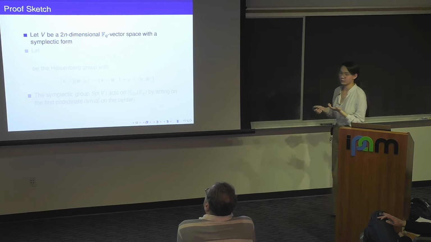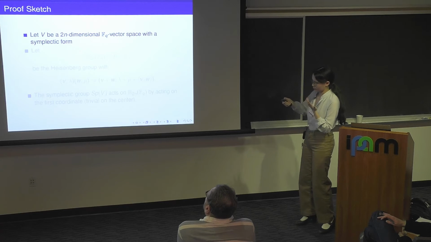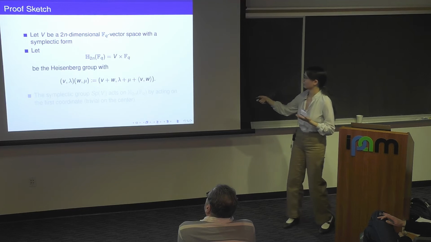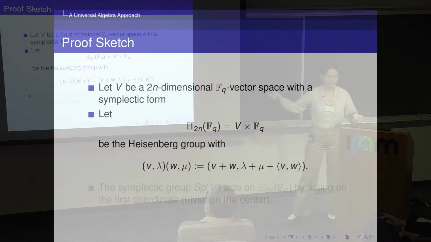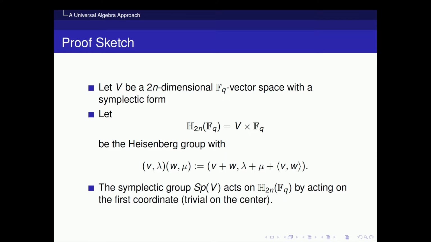So the construction of this is an interpolation of the Weil-Schrödinger representation. Just to recall what I mean by that, I consider some 2n-dimensional F_q vector space V with a symplectic form. I can consider this Heisenberg group, H_2n of F_q, defined using the symplectic form on V. And so Sp(V) acts on this H_2n of F_q by acting on the V part, and it's trivial on the center, which is F_q.